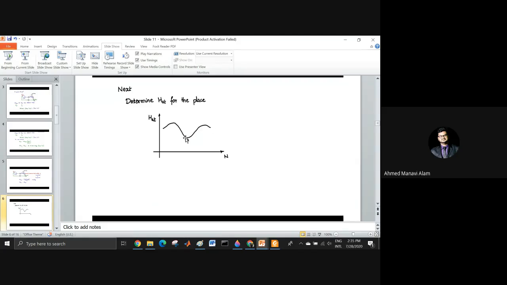Now whenever you want to design a PV cell, remember you have to take the smallest value, which is HAT minimum. You have to take the smallest value, which is HAT minimum, because by designing for the smallest value, or the worst value, you will get the higher return.